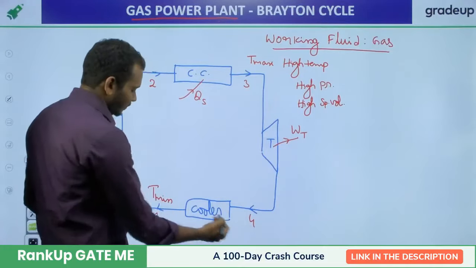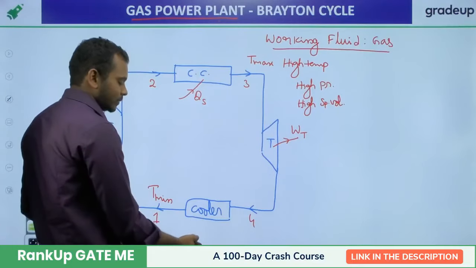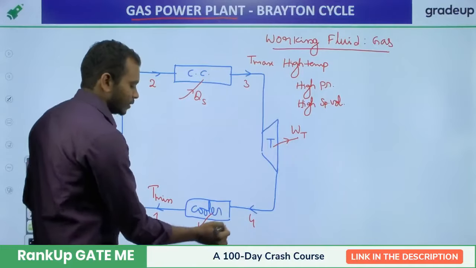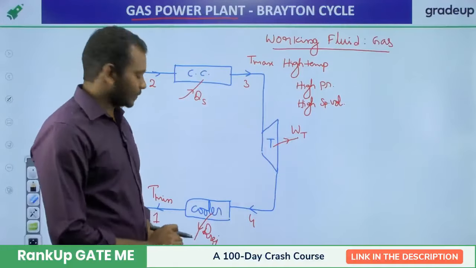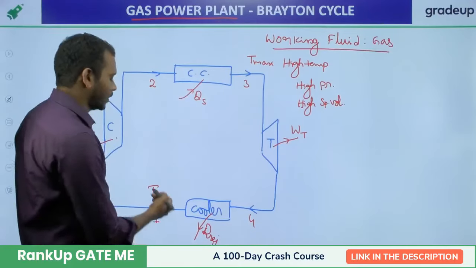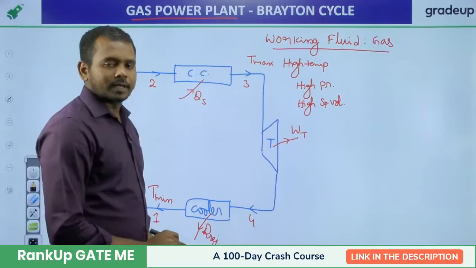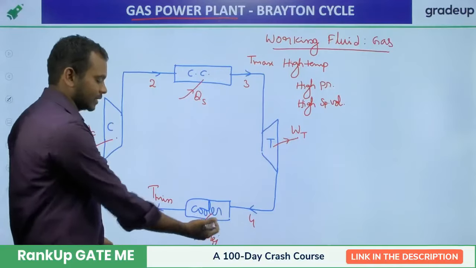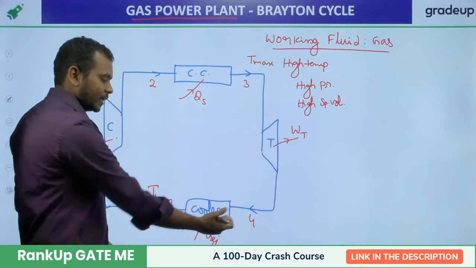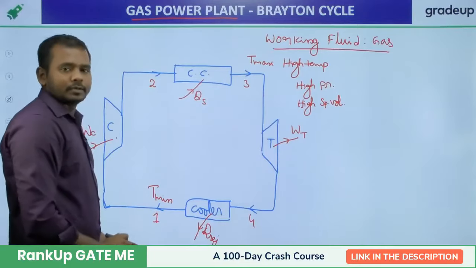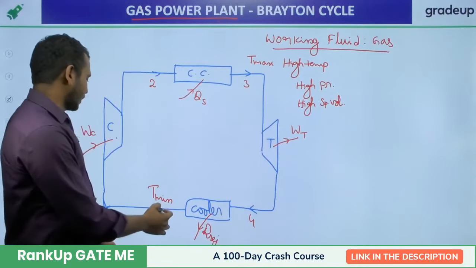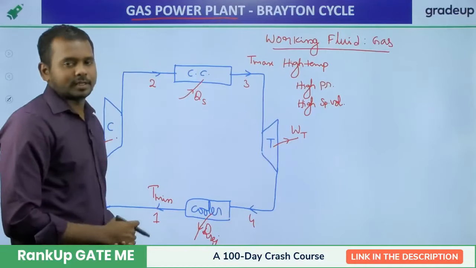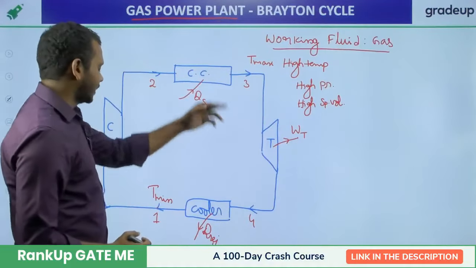Now with this state 4, it enters the cooler. In the cooler, we use some cooling system. To that cooling system, the gas rejects heat in order to reach the minimum temperature of the cycle. While rejecting the heat, again, the pressure is maintained constant in the cooler. So by now it completes one cycle. It started with 1 and it ended with 1.